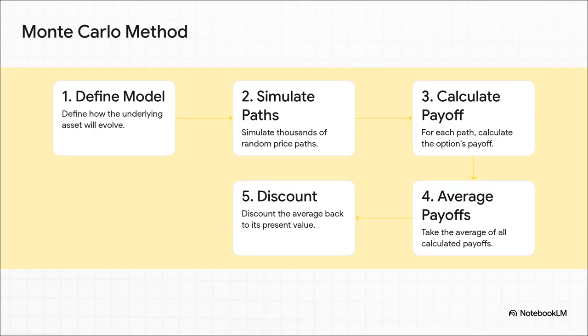First, you set up some rules for how a stock price might move around. Then, you tell a computer to simulate thousands or even millions of random possible future paths for that stock. For every single one of those random paths, you figure out what the option's payoff would have been. After you have all those payoffs, you average them all together. And finally, you discount that average value back to today. And voila, that average is your fair price. It's pricing by sheer computational power.